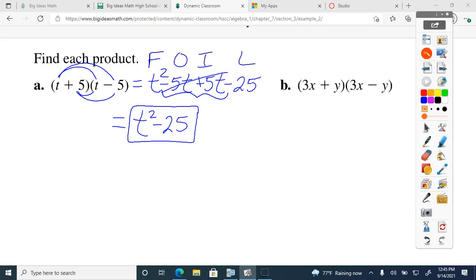Can you do this every time? No. You can only do it when they are exactly the same, but one's positive and one's negative. Is everybody with me? So I'm going to do the shortcut here. I'm just going to do the first. What would the first be? 3x times 3x is what? 9x squared. And then I'm just going to do the last. What's y times negative y? Negative y squared.